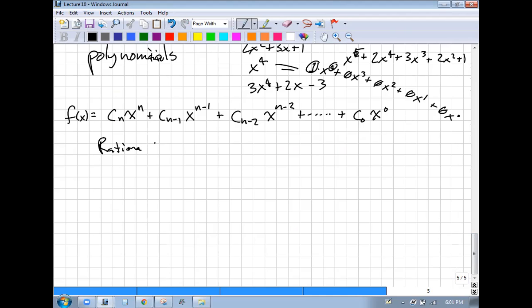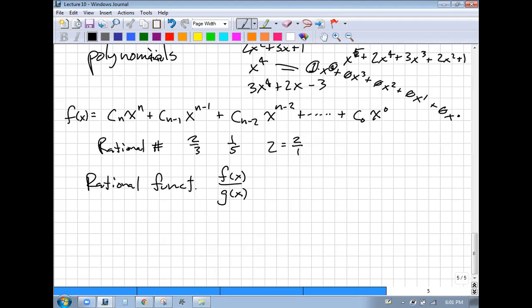Remember what a rational number is? 2/3, 1/5, 2, which is the same thing as 2 over 1. Any whole number over a whole number is a rational number. So a rational function is if you have a polynomial over a polynomial. They call that a rational function.